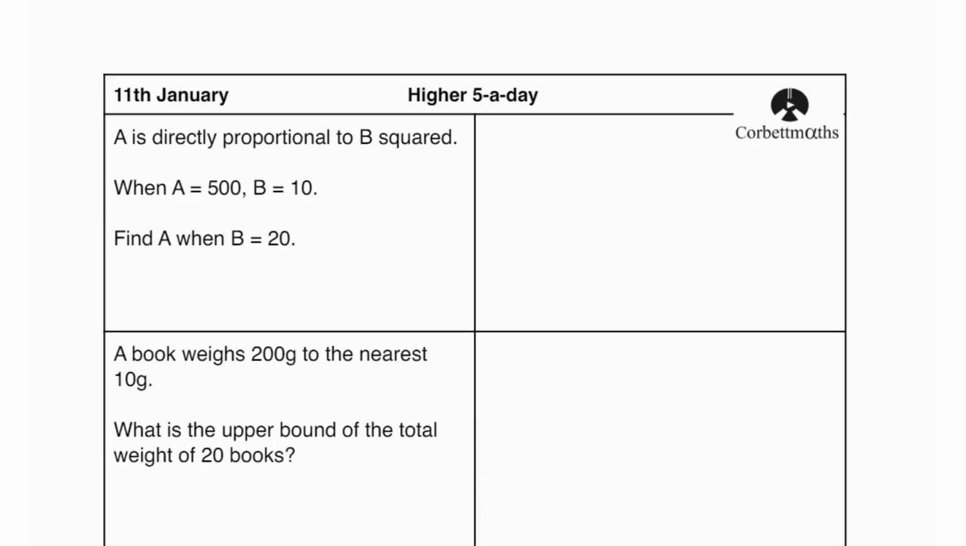First question says A is directly proportional to B squared. When A is 500, B is 10. Find A when B is 20.